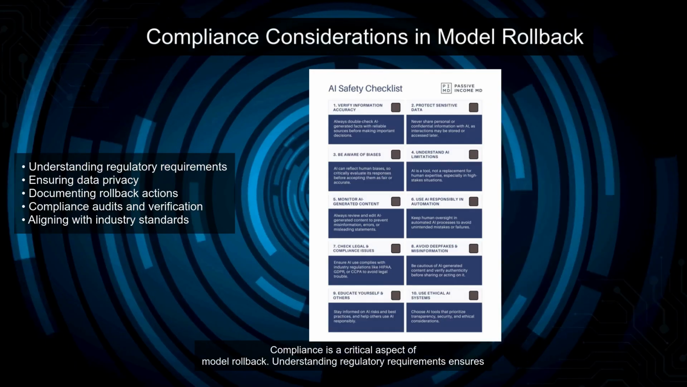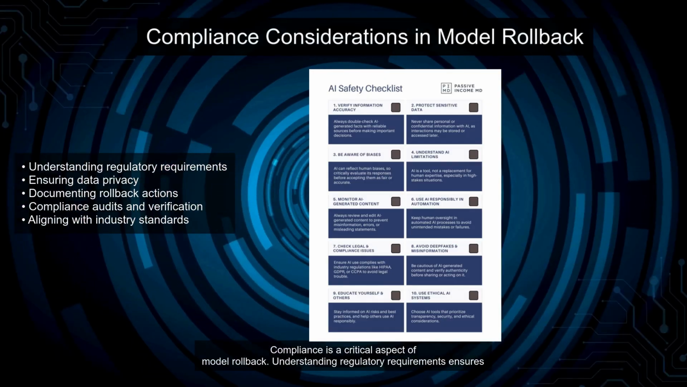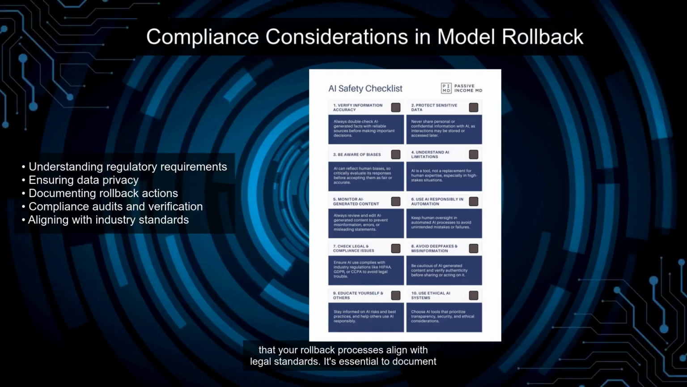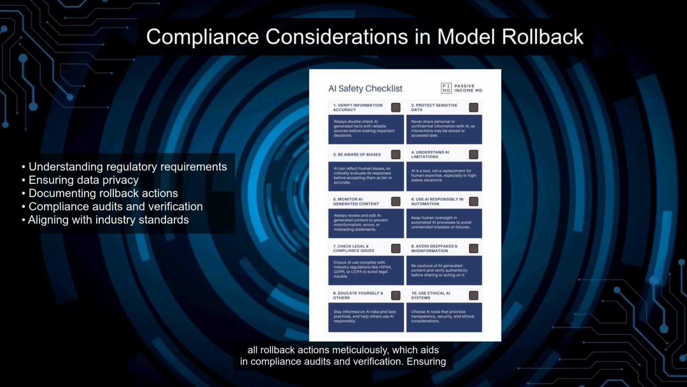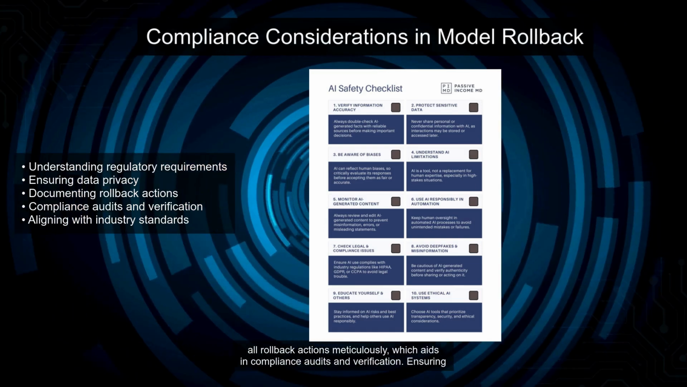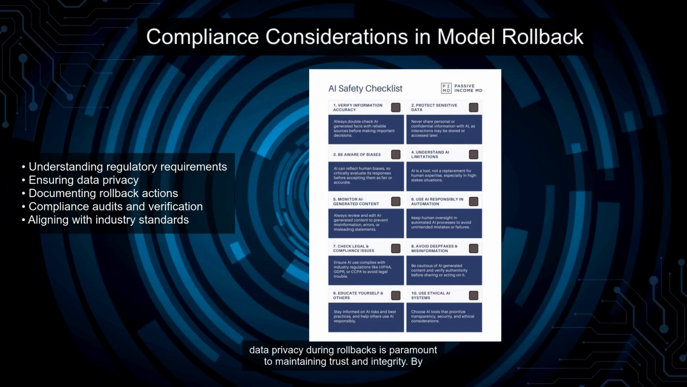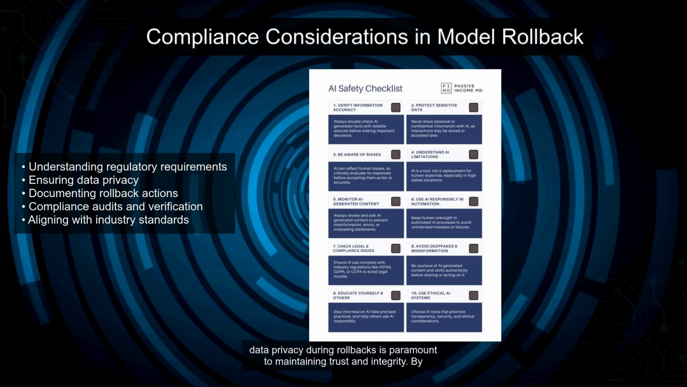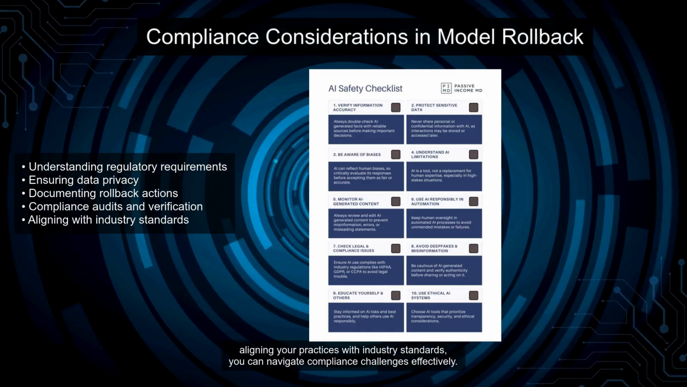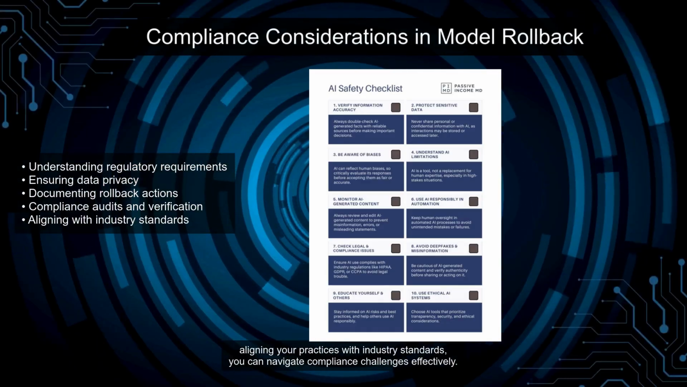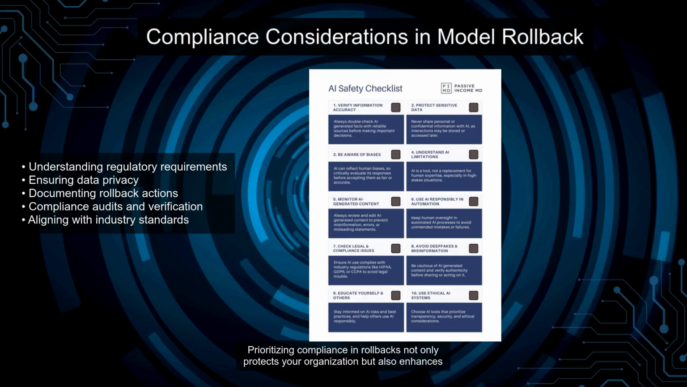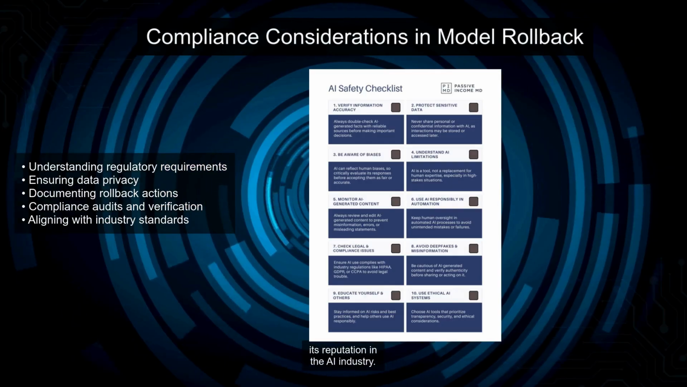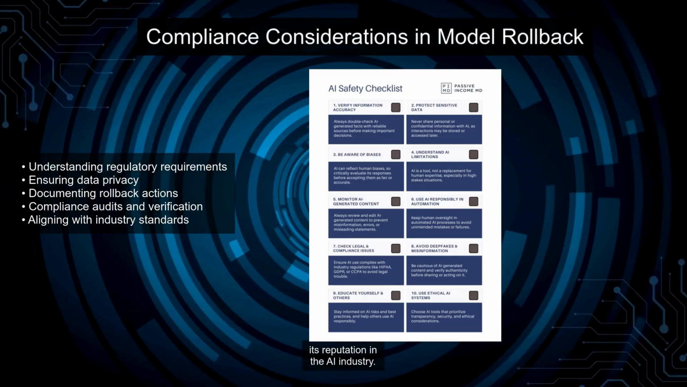Compliance is a critical aspect of model rollback. Understanding regulatory requirements ensures that your rollback processes align with legal standards. It's essential to document all rollback actions meticulously, which aids in compliance audits and verification. Ensuring data privacy during rollbacks is paramount to maintaining trust and integrity. By aligning your practices with industry standards, you can navigate compliance challenges effectively. Prioritizing compliance in rollbacks not only protects your organization but also enhances its reputation in the AI industry.